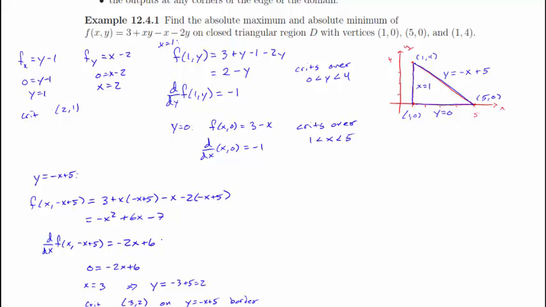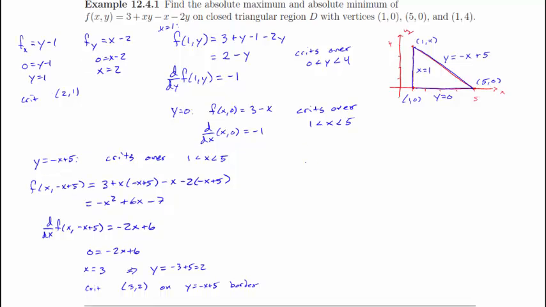So for my last line down here, we're looking for crits over 1 is less than x is less than 5. Again, if we're on this line, we're just keeping my x values between 1 and 5. And this point 3, 2 does have an x value between that, so this is definitely something that we need to look at. So to find our absolute maximum or absolute minimum, we want to go through and just plug in all of our critical values. So we've only got 2, so this isn't horrible.